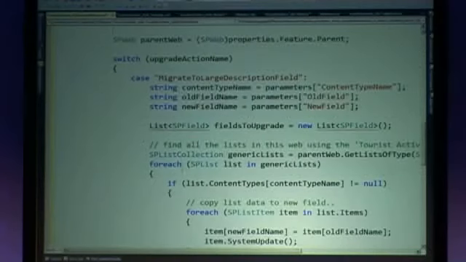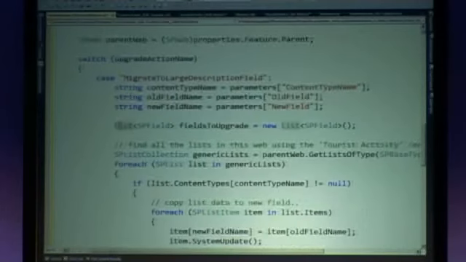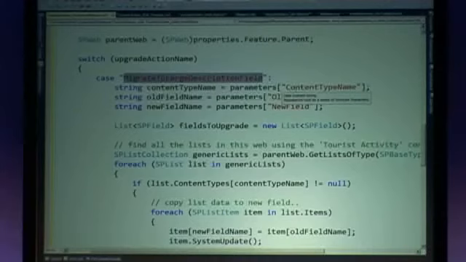Okay, let's take a quick look through this. I've got a reference to fix up there. Okay, so what are we doing? We are testing that the upgrade action name is MigrateToLargeDescriptionField. We're collecting the parameters that we passed in, so that just allows me to avoid hard coding some stuff in my C# code.